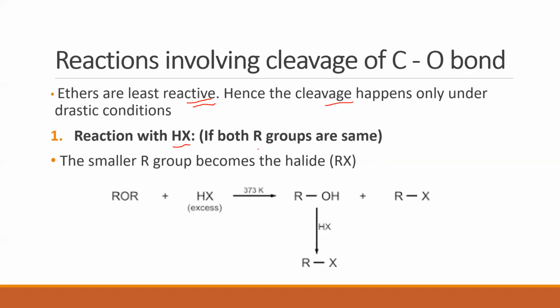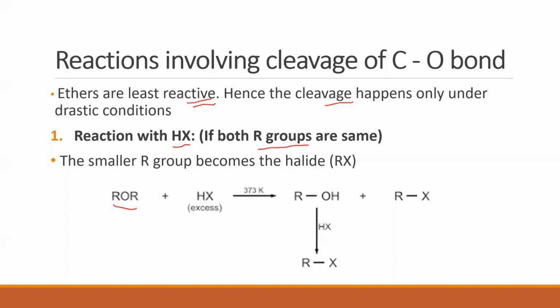If both R groups are the same, remember we said if both R groups are the same, such an ether is a symmetrical ether or a simple ether. If both R groups are different, it's a mixed ether or an unsymmetrical ether. Clear? If I have the same R group or different R groups, let's see what happens. Let's look at the reaction.